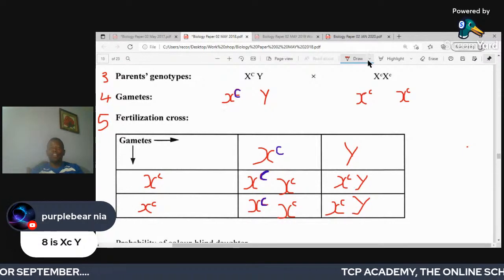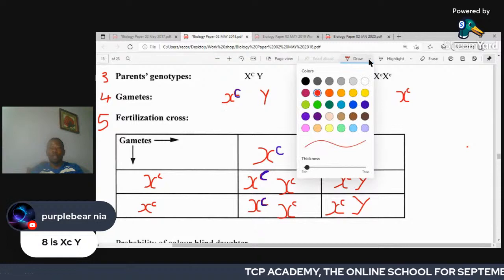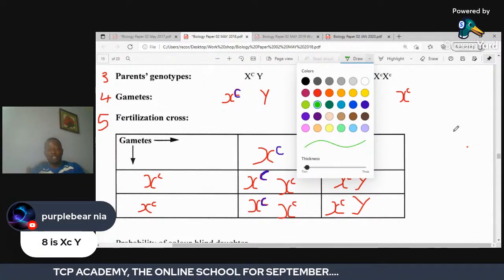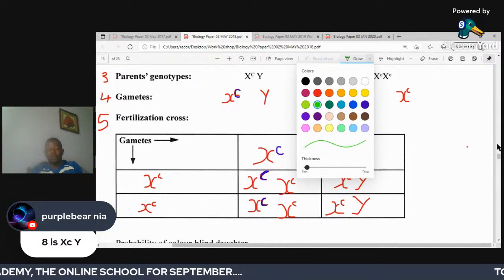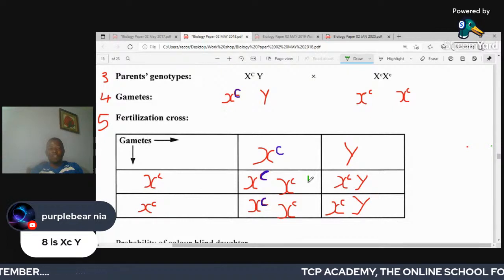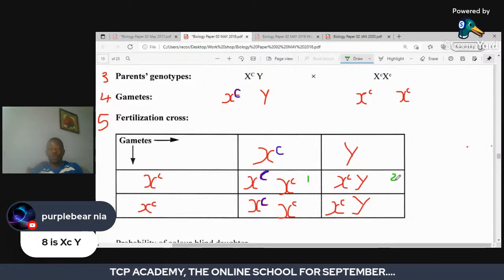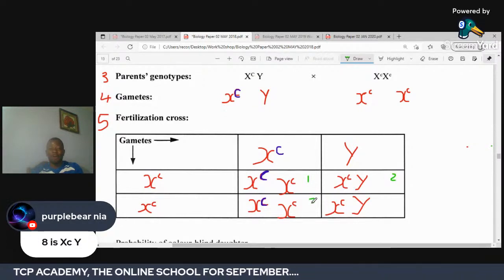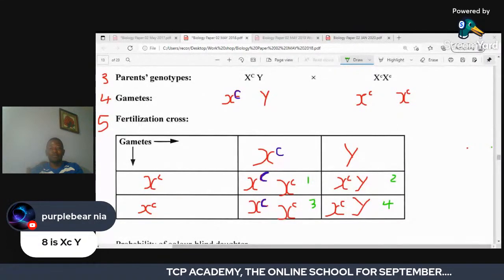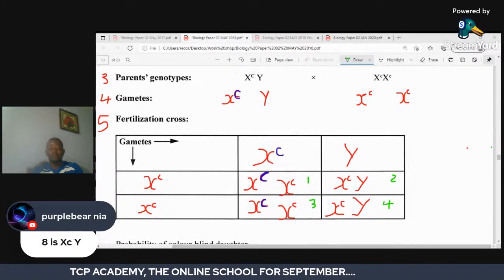Now, what I'm going to do, I'm going to prod you a little more. I am going to now use my green ink, and I want you to answer these questions for me. The question, I want you to tell me the phenotype of number 1. I want the phenotype for number 2. I want the phenotype for number 3. And I want the phenotype for number 4. So may I have a phenotype for number 1, please?